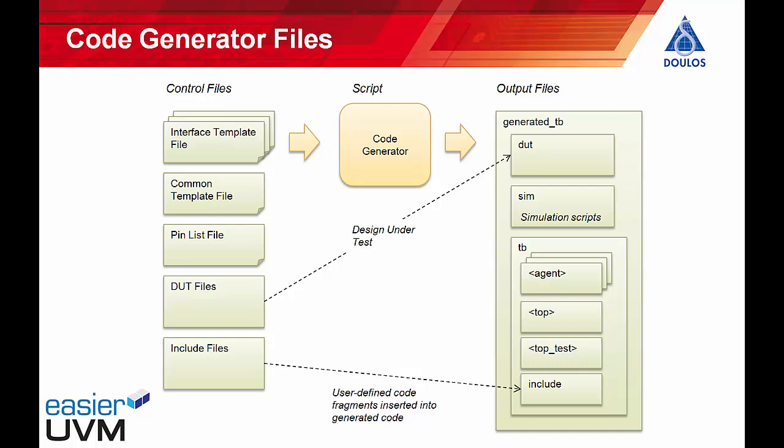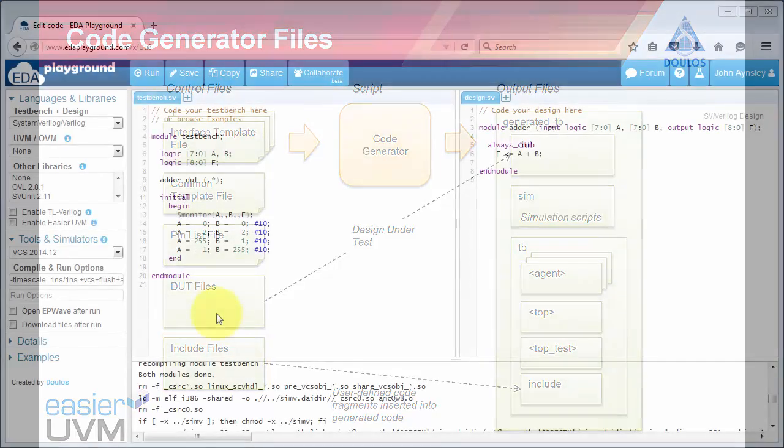If we take a look at the control files, we've got one interface template file for each interface to the design under test, a common template file that contains common settings, a pin list file that describes how the variables within the interface template files are connected to the ports on the design under test, the DUT files that represent our design itself, and include files that are also created as tabs on the left hand side of EDA Playground, and each of those include files contains a user-defined code fragment that gets included within the generated code.